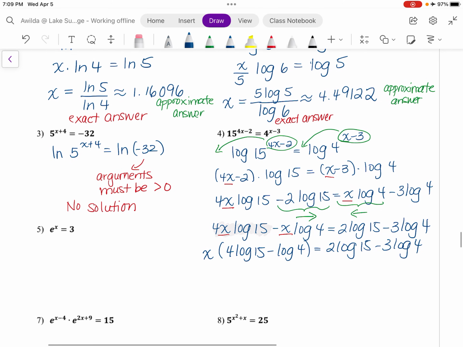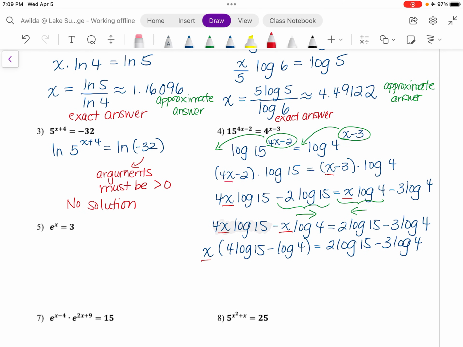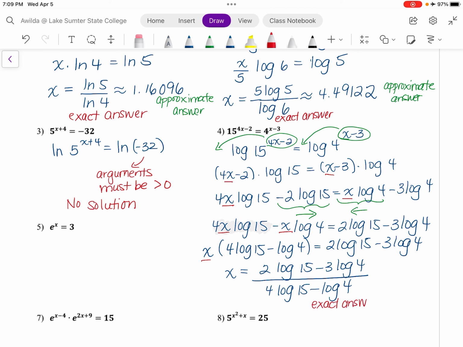So we have one more step to isolate the x variable. We would need to divide both sides by this binomial that x is currently being multiplied by. So for the final exact answer, we'll have x equals, the right-hand side stays the same, and in the denominator, we'll have 4 log 15 minus log 4. So again, this is an exact answer. However, if you want to approximate this answer, you will need to use your calculator very, very carefully.